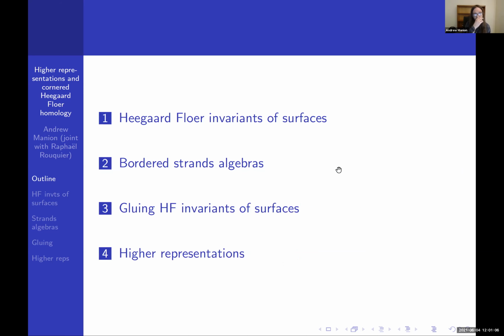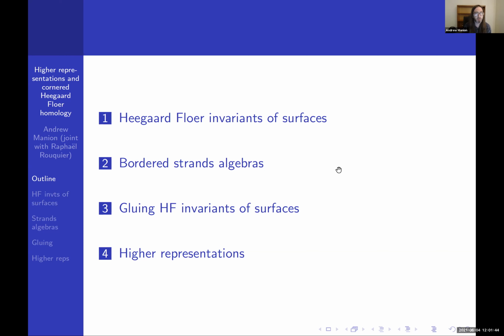Definitely stop for questions at any time. But we're going to start by looking at the general concept of Heegaard Floer invariants of surfaces, and those are related to partially wrapped Fukaya categories of symmetric powers of those surfaces. Then we'll look at the so-called bordered strands algebras, which are known to give a combinatorial description of these things in some cases. And then the main point of the talk is going to be about what cornered Heegaard Floer homology tries to do, which is one thing it tries to do is glue together the strands algebras or the Fukaya categories for larger surfaces from smaller pieces.